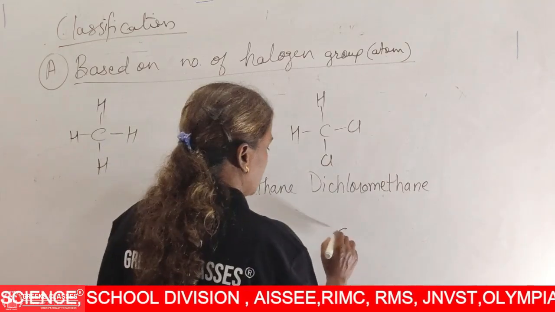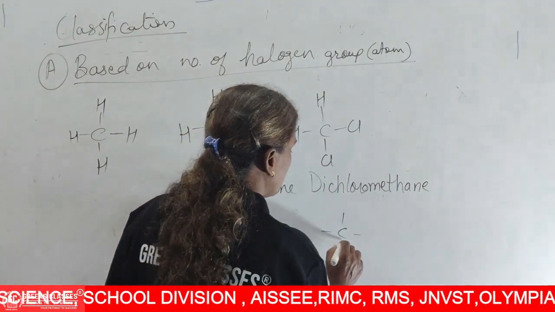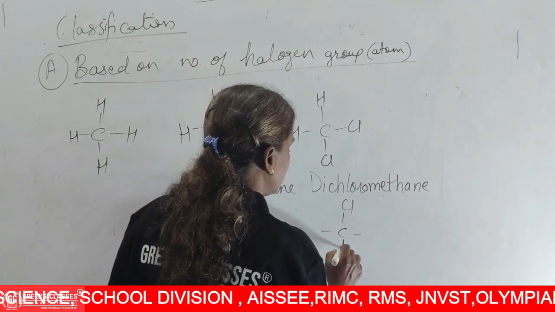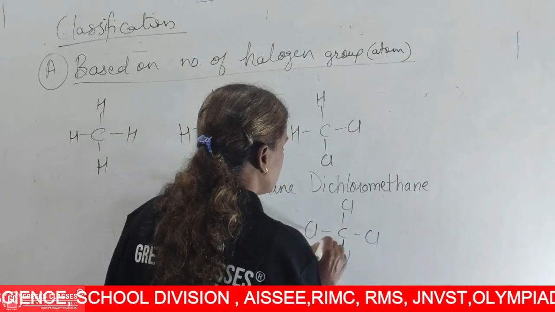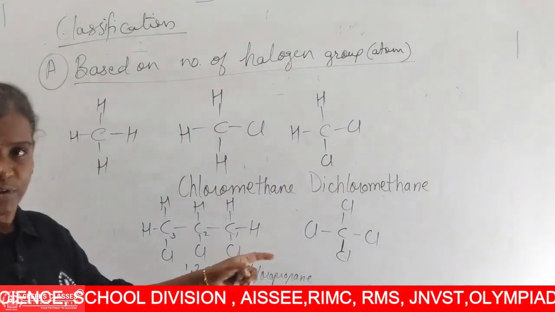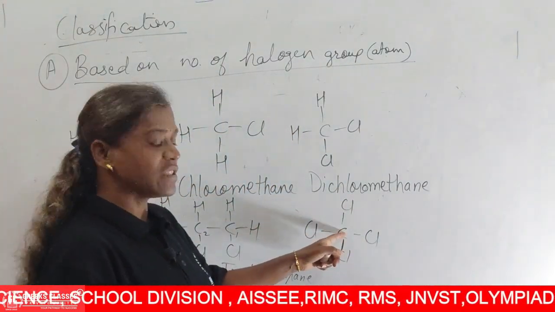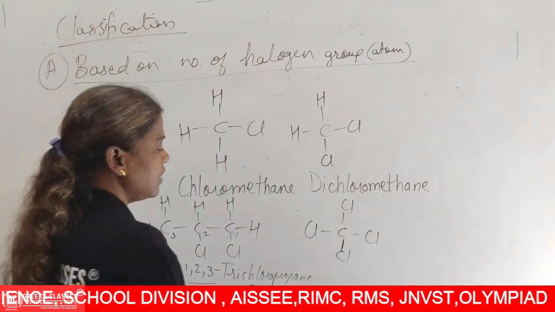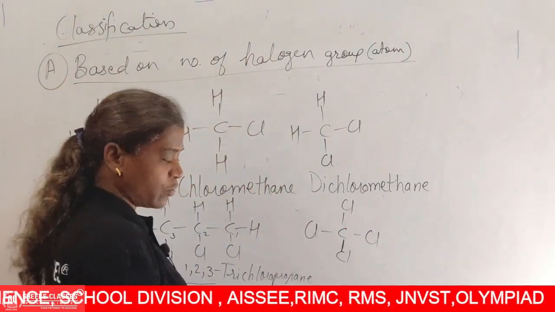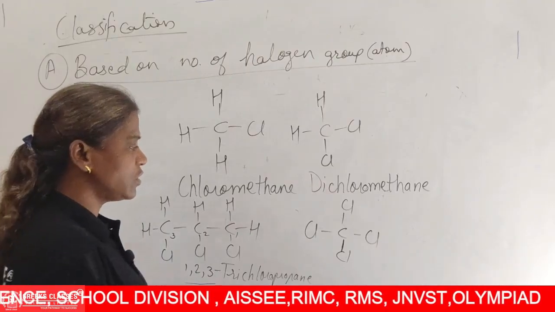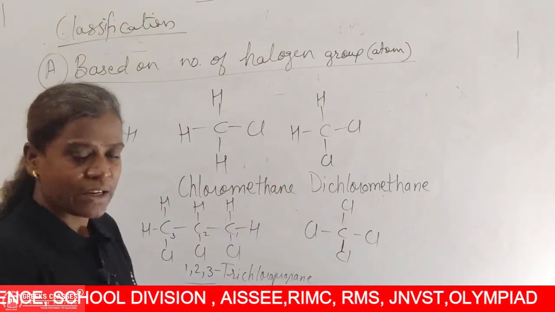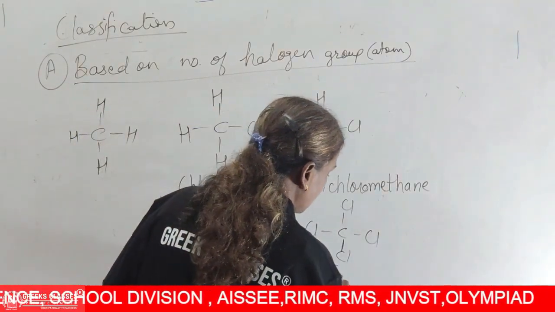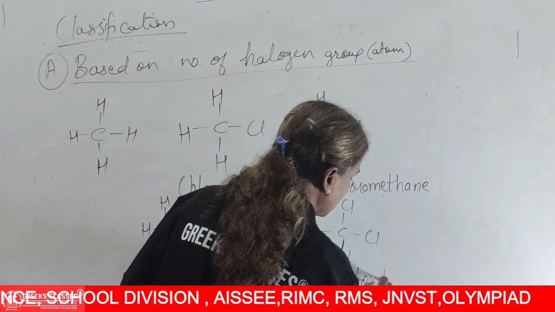And suppose I have chlorine groups attached to the carbon all over, that means the entire valency of this carbon is satisfied by chlorine instead of hydrogen, then it is called carbon tetrachloride, or we can also say tetrachloromethane, commonly called carbon tetrachloride.